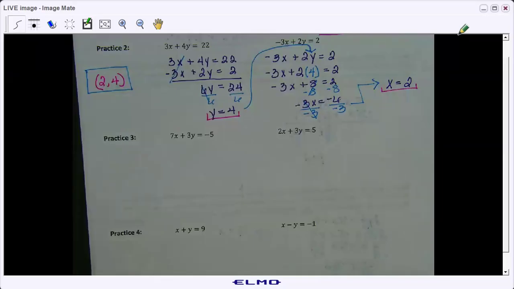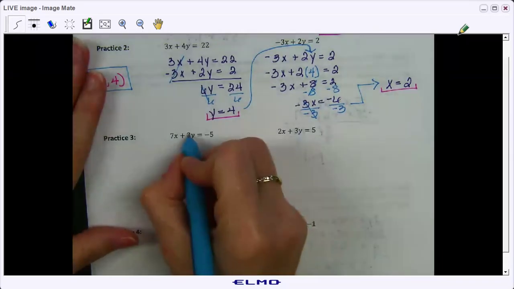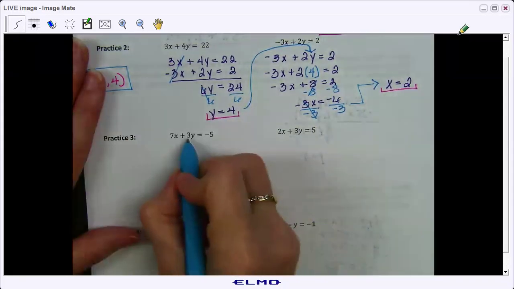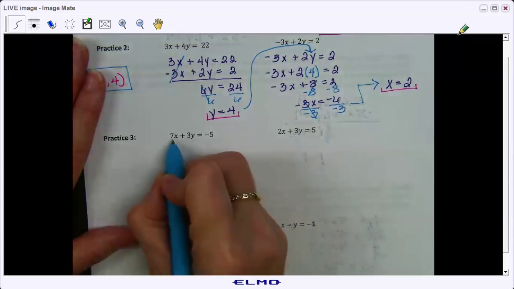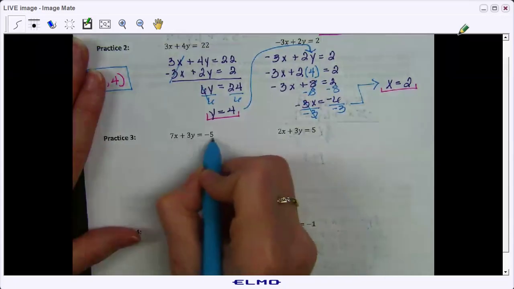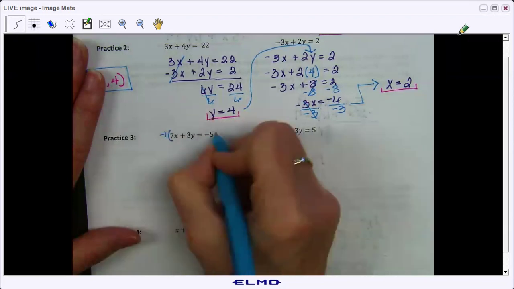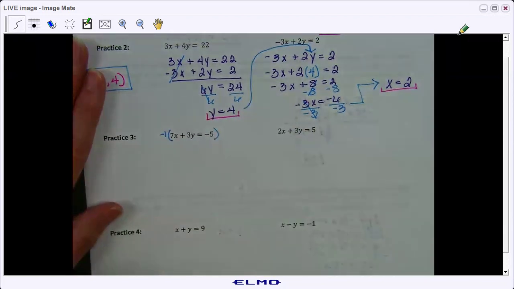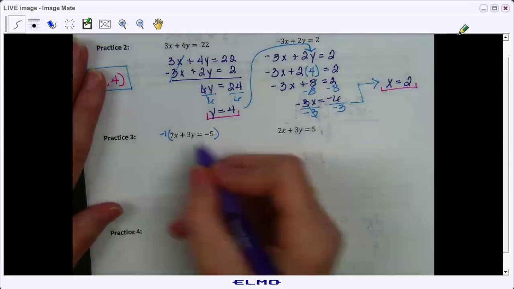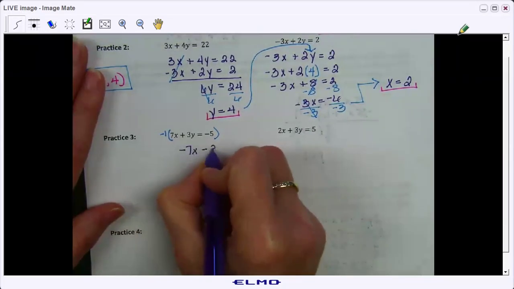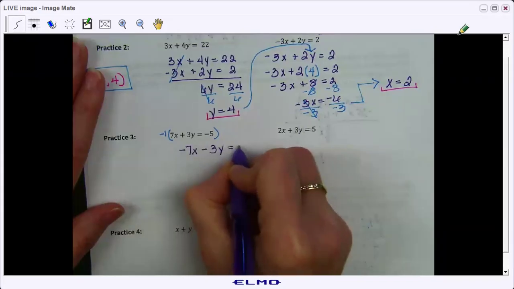We will eventually subtract. Watch what I do here. On this first one, in order to turn this 3 to a negative, I'm going to multiply it by -1. But if I multiply this term by a -1, I have to multiply my 7x and my -5 by a -1. So I'm going to multiply the whole thing by a -1. So now I get -7x minus 3y equals a +5.